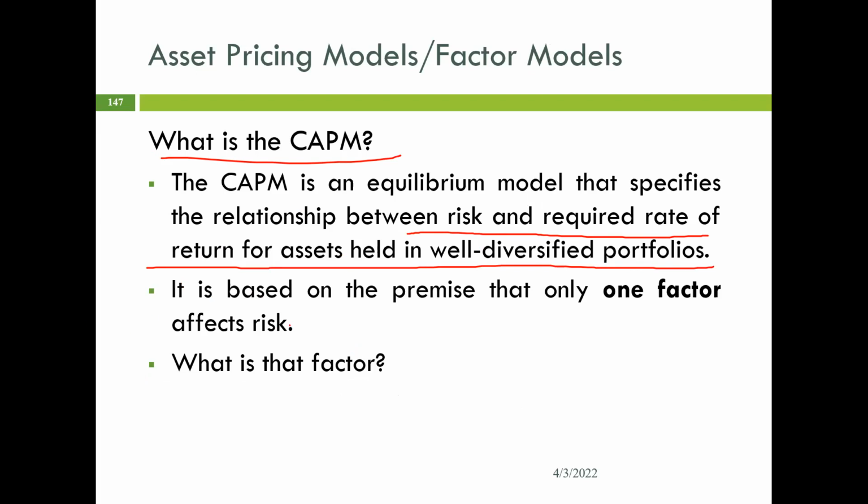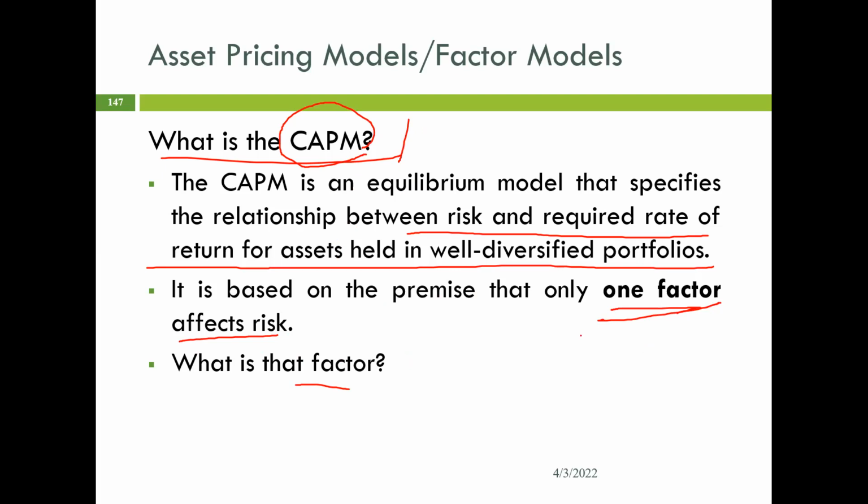It's based on the premise of one factor. We call this CAPM a one-factor model. It's based on the market risk or systematic risk or beta risk. That is one factor. So what is the factor? Market risk or the beta risk or systematic risk. So CAPM we have developed based on the market risk. Therefore we call this a one-factor model.